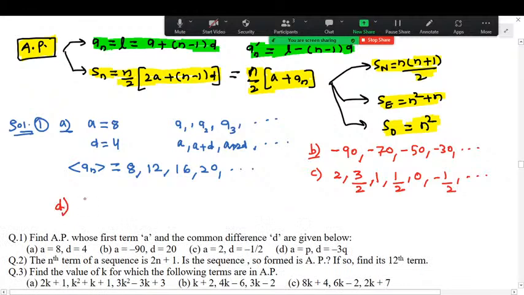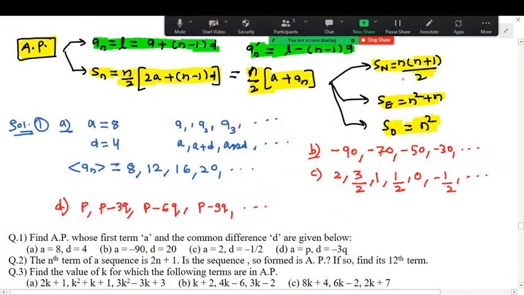Okay. A is equal to P, D is equal to minus 3Q. That means we have to add minus 3Q. Again we have to add minus 3Q in this term, that is going to be minus 6Q. Again we then have to add minus 3Q, that is going to be minus 9Q. Okay, in this way we can form the sequence.